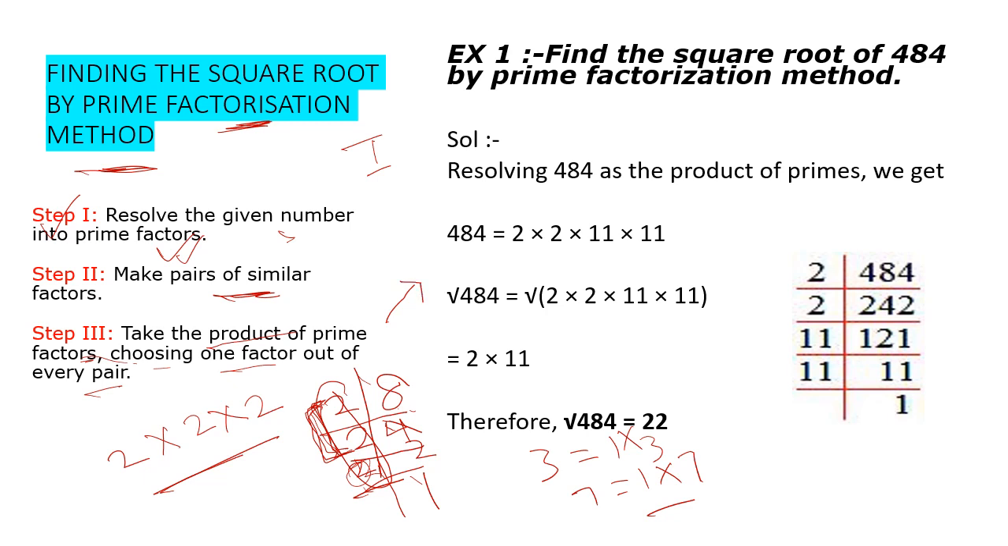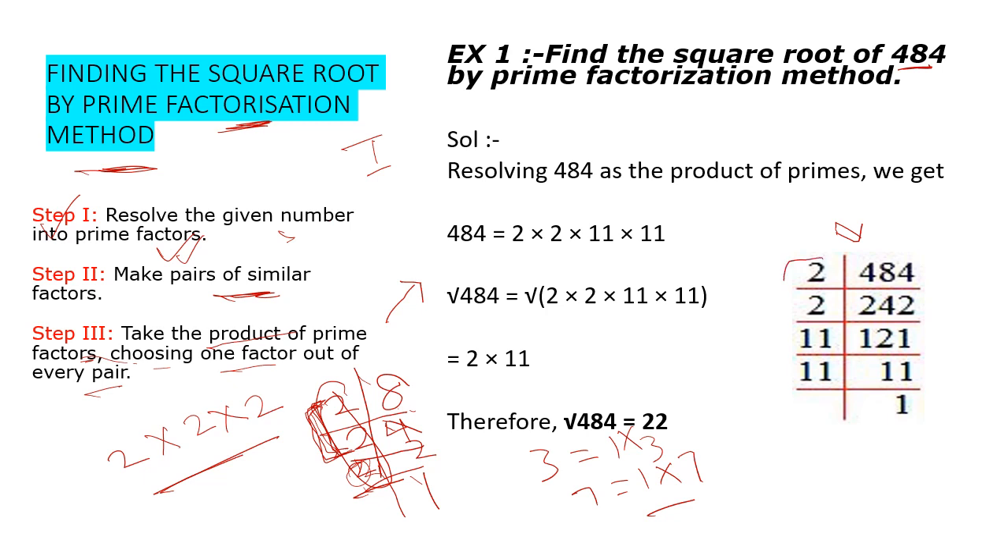Here I have to find the square root of 484. The first step says: resolve the given number into its prime factors. So I have broken it down into its prime factors. It gets divided by 2. 2 into 242 is 484. Then again 2 into 121 is 242. Then 11 into 11 is equal to 121. 11 into 1 will be 11.